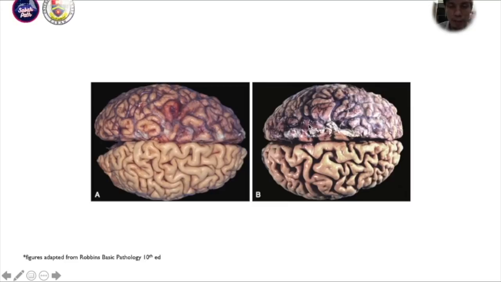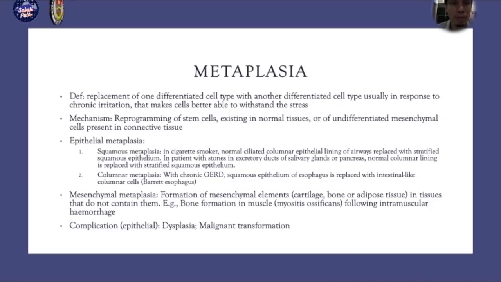So in brain atrophy, usually the gyri, the folded area, is narrowed, and the sulci, the indented area, will be widened. These are the characteristics of brain atrophy that can be seen during autopsy examination. So moving on to metaplasia.